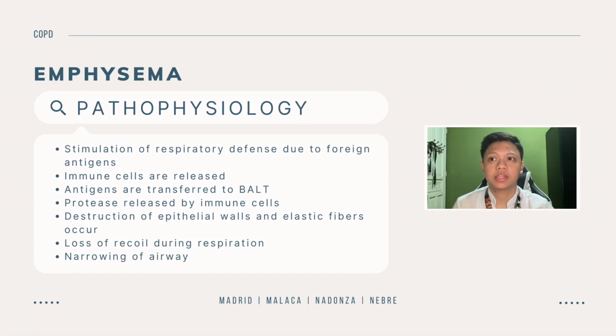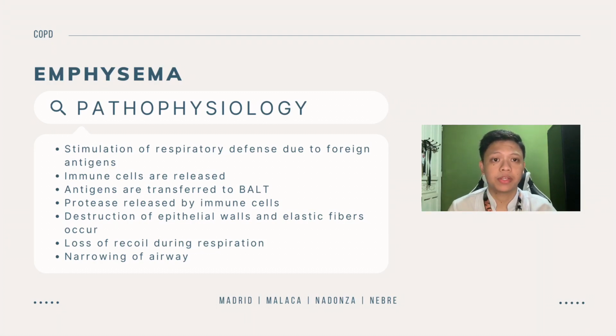The immune response initiates and triggers the release of more protease activities, and these protease activities are counteracted by the antiproteases, which are mainly released by the alveoli. So what happens if the alveoli is damaged? There will be more protease activity than antiproteases, which will result in further damaging of the epithelial walls and the elastic fibers. The destruction or damage in elastic fibers and epithelial walls will cause the loss of recoil in the lungs during the respiration or the inhalation and exhalation process. This will cause forceful exhalation due to loss of elasticity, and the airways will also narrow, limiting the airflow and will eventually cause air trapping.